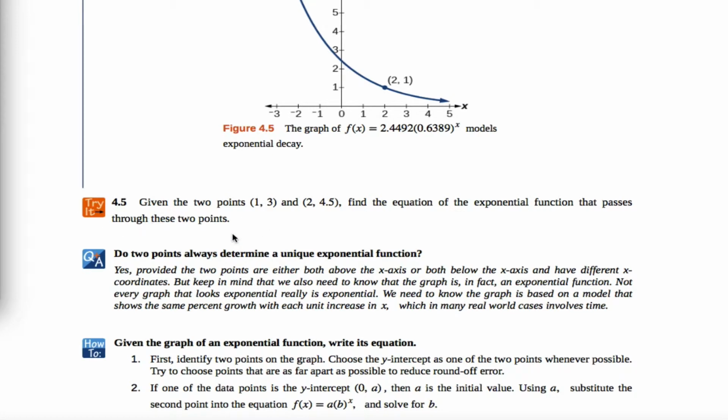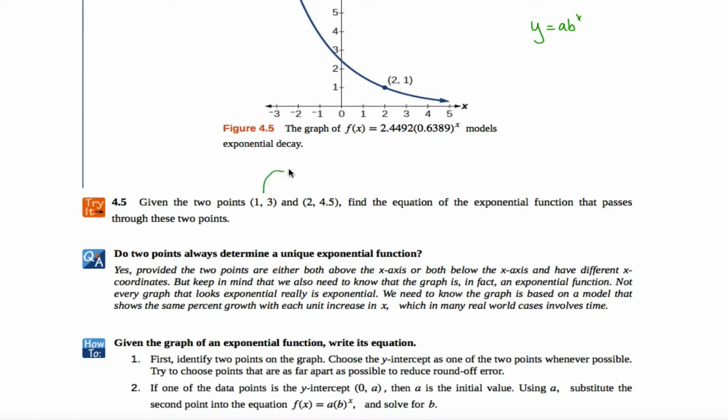All right, here's Try It 4.5 from PreCalculus OpenStax. It's another one of these problems where you're told you have an exponential function and you're given 2 points. So the trick, as you've seen in other examples, is to say, well, my answer is going to end up looking like this because it's an exponential function. But I know that when x equals 1, y equals 3.